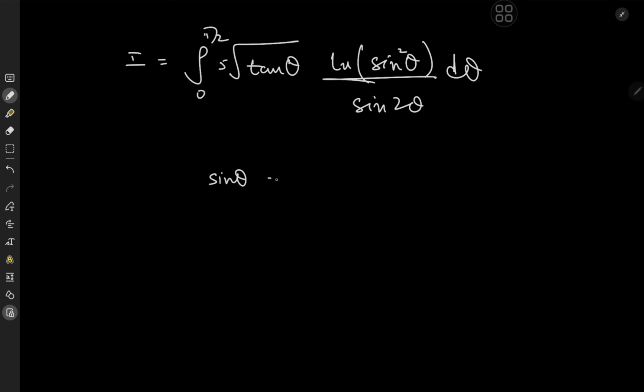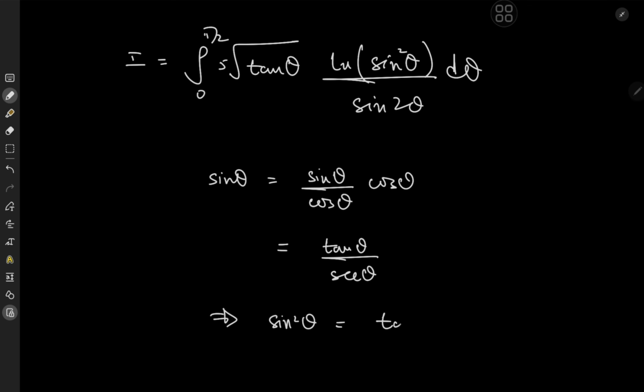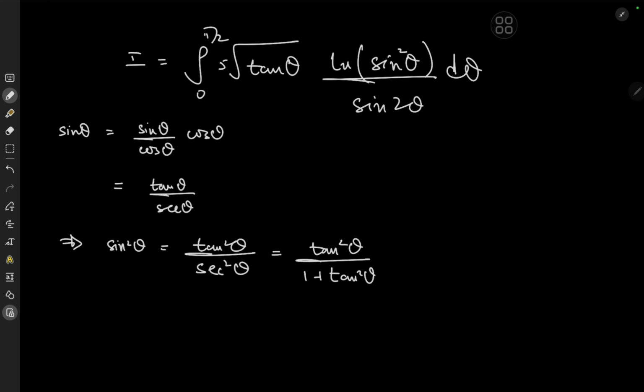So we have sine theta. We know that this thing would be sine theta over cosine theta times, well, cosine theta. And cosine theta is 1 over secant, whereas sine over cosine is tangent. So we have tangent theta over secant theta, which implies that sine square theta is in fact tangent square theta over secant square theta, and secant square can be expanded in terms of tangent, so we have tangent square theta over 1 plus tangent square theta.